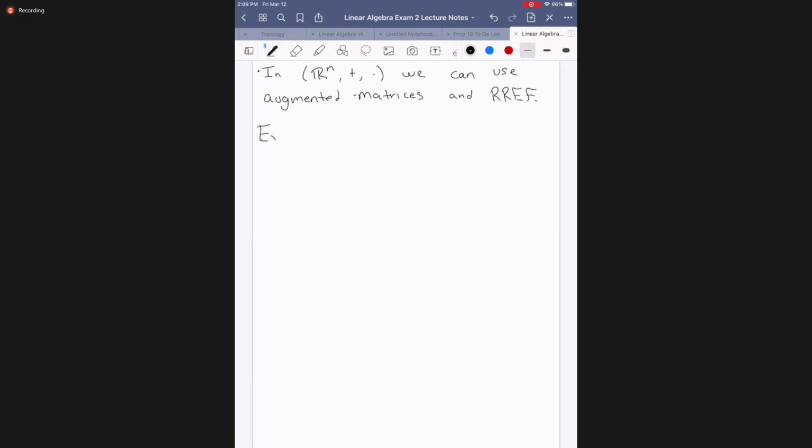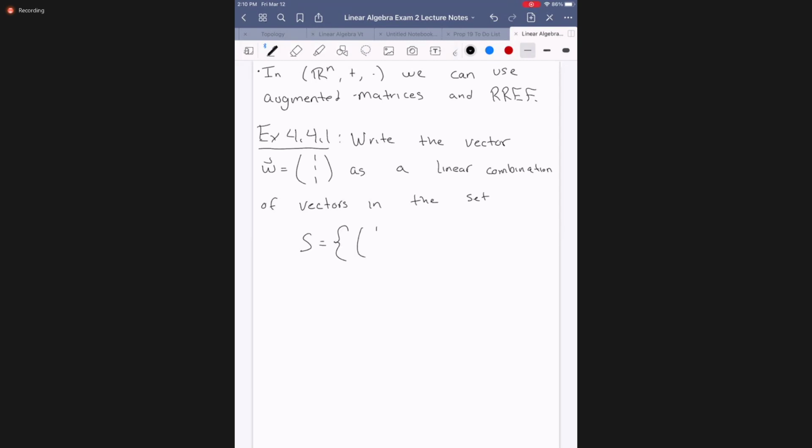So, example 4.4.1. Write the vector W, which is going to be the vector (1, 1, 1), as a linear combination of vectors in the set S, which is going to contain the vectors (1, 2, 3), (0, 1, 2), (-1, 0, 1). Okay. So how do we do this?